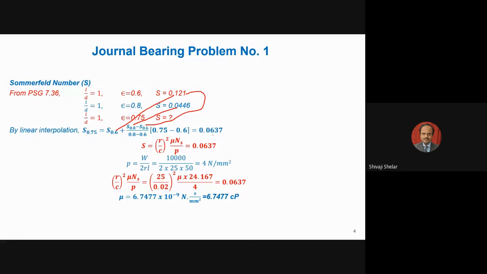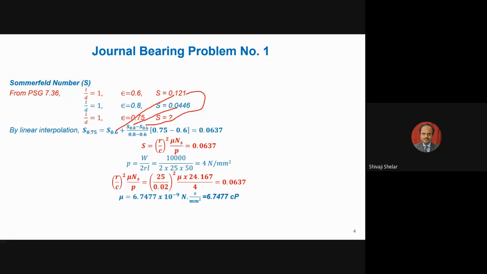Again, you have to check whether this is correct or not. At 0.6, it is 0.121, and at 0.8, this value is 0.00446. So it is decreasing. So this value is less than this value, but greater than this value. So your value should lie between these two values. That is the concept of linear interpolation. And we see that this value is greater than this value, so this is the correct value. Once you cross check, then you can do the calculation now.